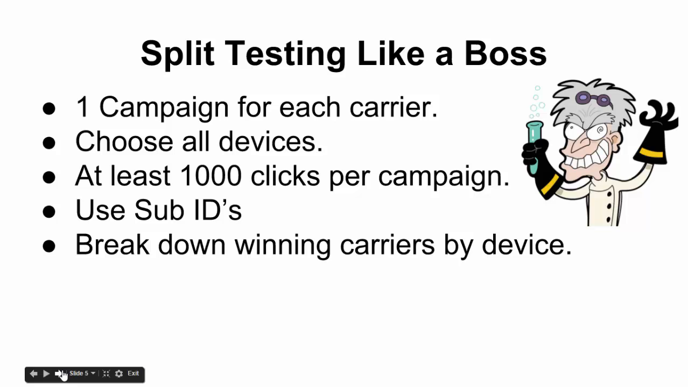So you're going to have one campaign for each carrier, and then we're going to send at least 1,000 clicks to each campaign. And we're going to use sub-IDs to track the carriers. And then, as I've just said, we're going to look at the campaign with the best carrier, and then we're going to look at which device has given us the best conversions.